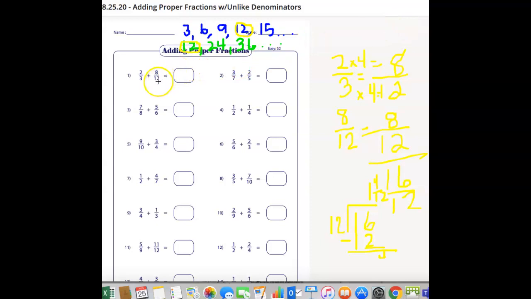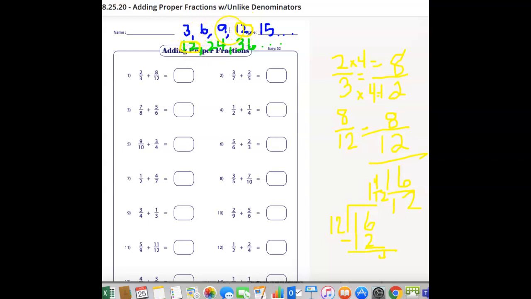But let's go to this one, 12. 12 times 1 is 12, 12 times 2 is 24, 12 times 3 is 36, dot, dot, dot. We don't have to put a lot down. It's really just till you get one that's the common denominator.